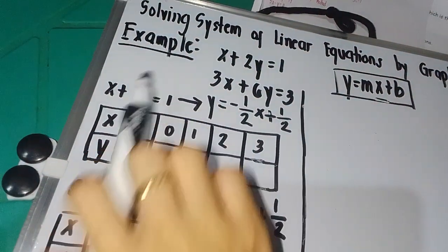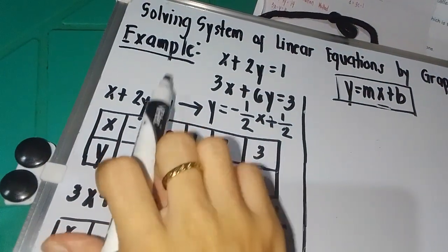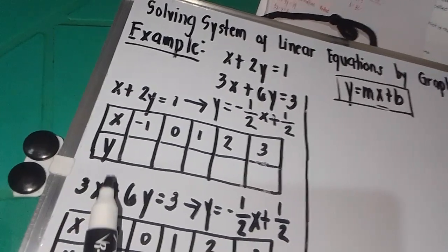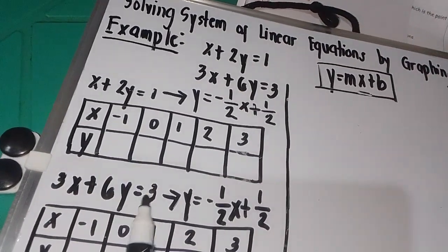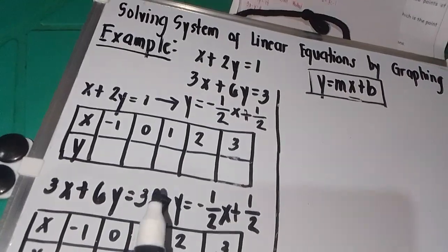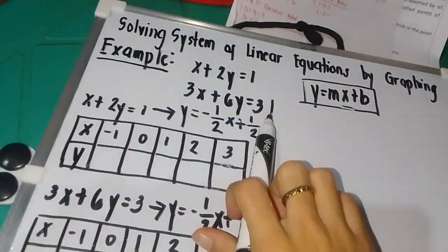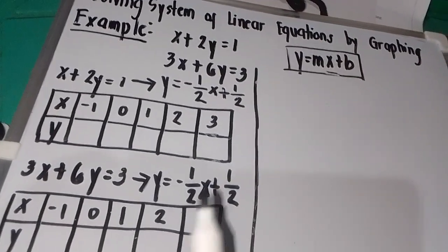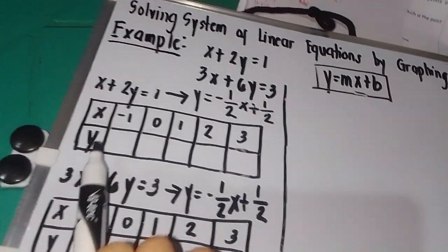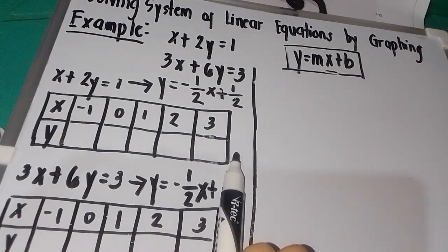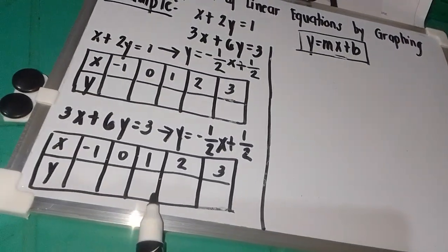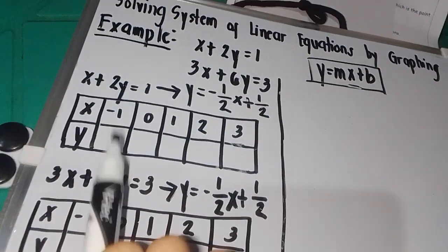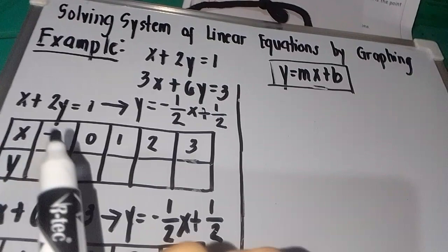As you observe, the equation, when multiplied by 3, becomes 3x plus 6y equals 3. When you derive and simplify, both end up with the same simplified expression. So once you solve here, you can automatically fill in the values in the second table. Okay, let's try the first table.